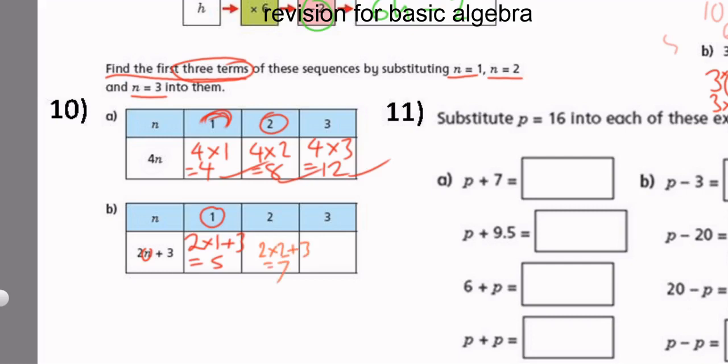Next, replace the n with 3. 2 times 3, add the 3. That will be 2 times 3 is 6, 6 add 3 is equal to 9. So those are the numbers then, 5, 7, 9. Once again, remember that topic is called substitution or substituting because we replace a letter with numbers.